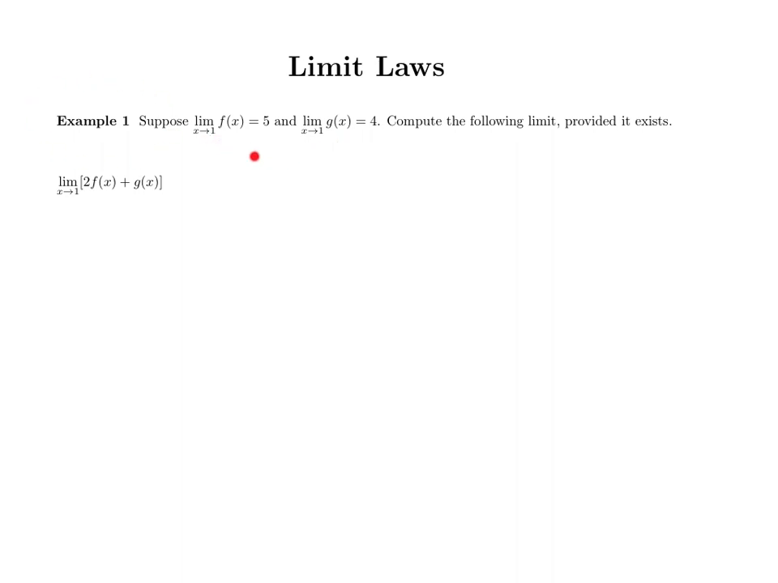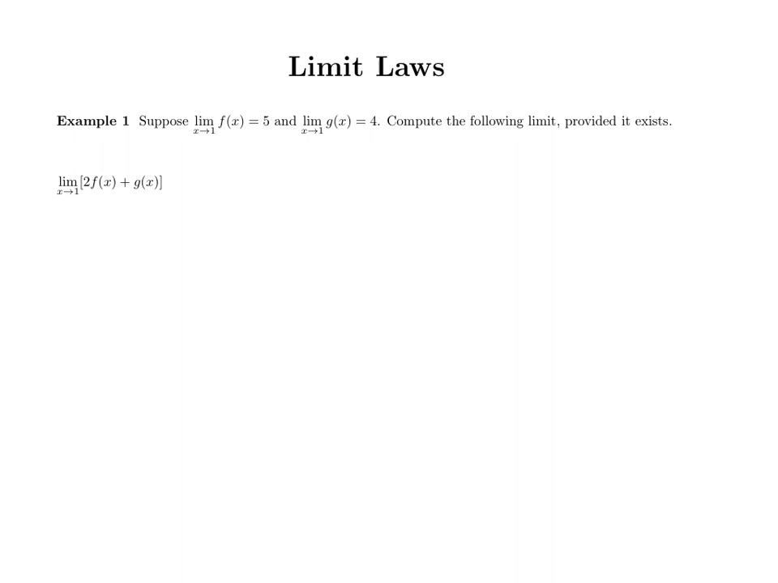Let's assume that these two limits exist. The limit as x approaches 1 of f of x is equal to 5, and the limit as x approaches 1 of g of x is equal to 4. Can we use this information to figure out what this limit is equal to? The limit as x approaches 1 of 2 times f of x plus g of x.